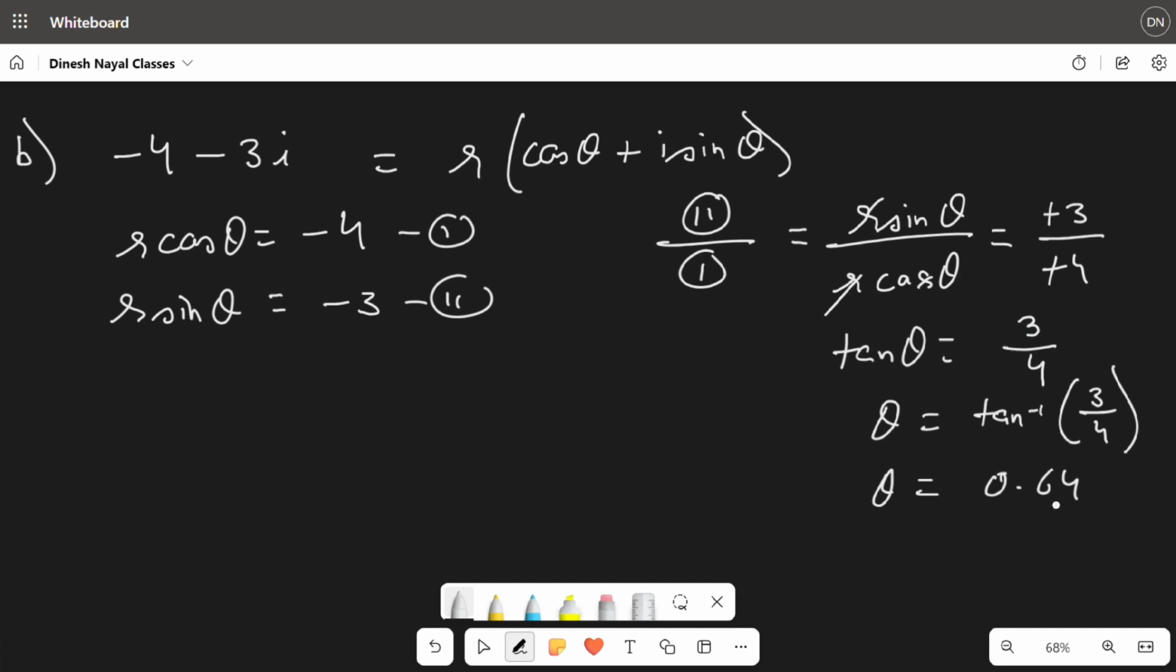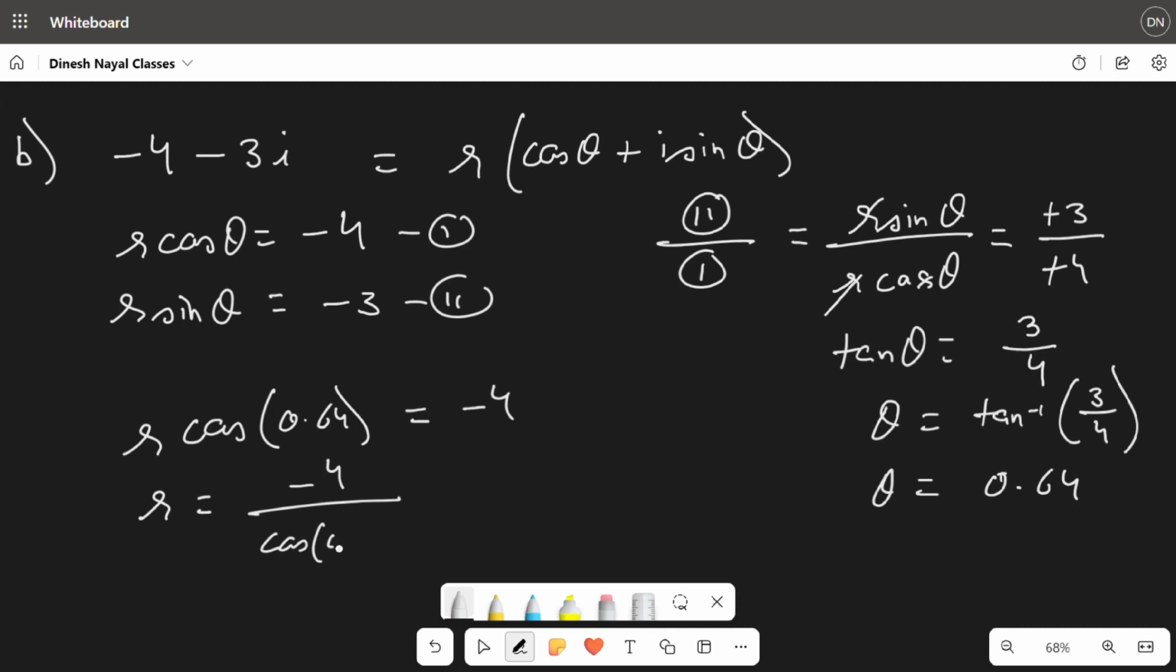Now substituting the value of theta in equation 1. So this will be r cos 0.64 equals minus 4. So r will be minus 4 divided by cos 0.64. Now you substitute this in your calculator. You should note that your mode should be in radian.